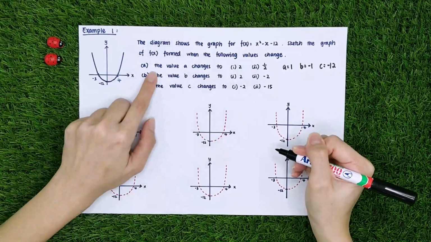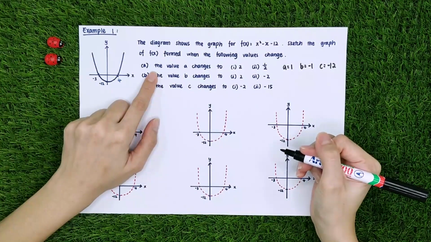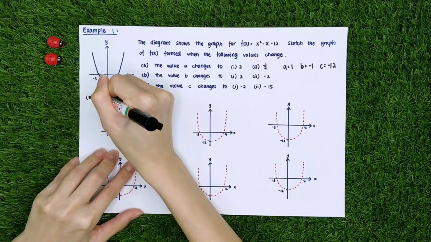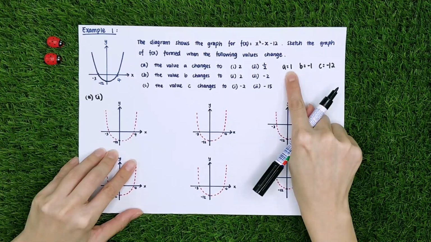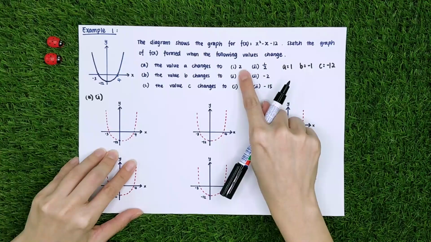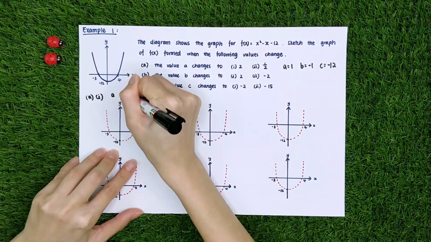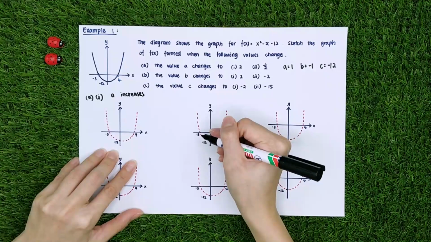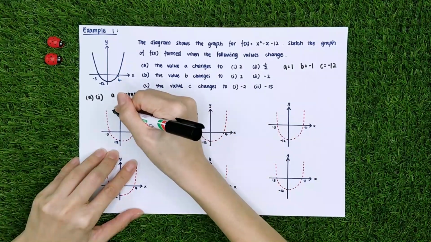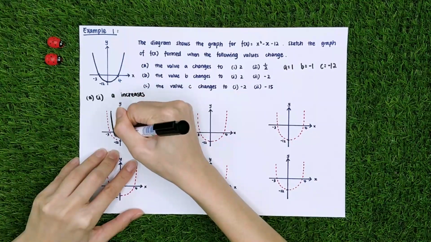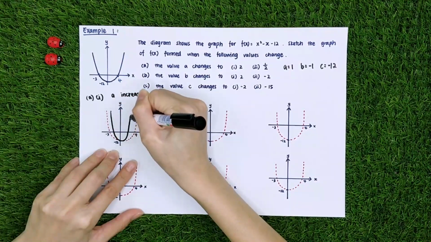Okay, let's see the first part. Part a: the value of a changes to 2. The original value of coefficient a is 1. When it changes to 2, that means a increases. When a is increased, the graph will be narrower. This is the original graph, and the new graph will look like this, which is narrower.